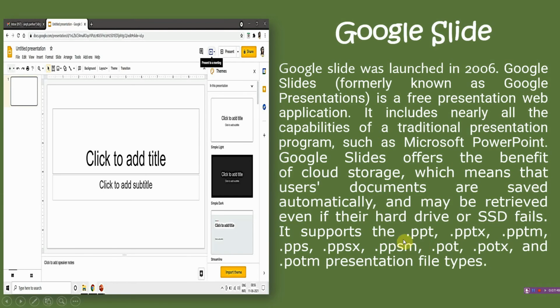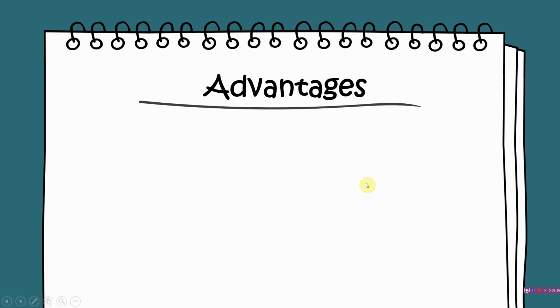It supports the PPT, PPTX, PPTM. So these are the formats which are supported by the Google Slides. So this is how a particular Google Slide looks like. See, this is a Google Slide. It is more like a Microsoft PowerPoint, but whatever the data is entered in this particular slide, it is automatically saved because it works on cloud computing. So this is how a Google Slide looks like. Now let us see the advantages of it.